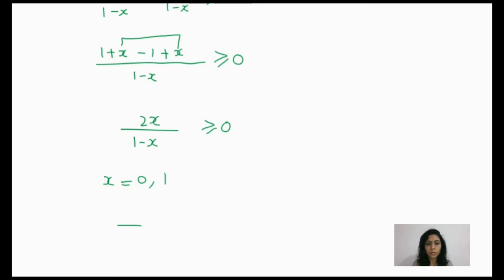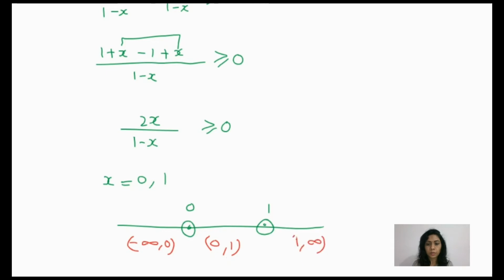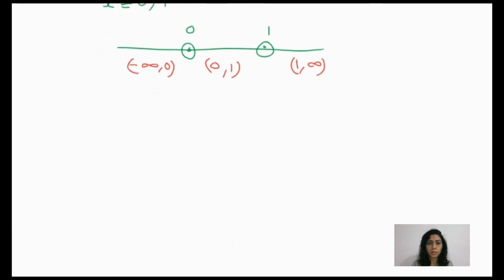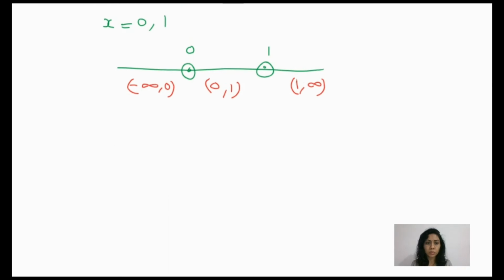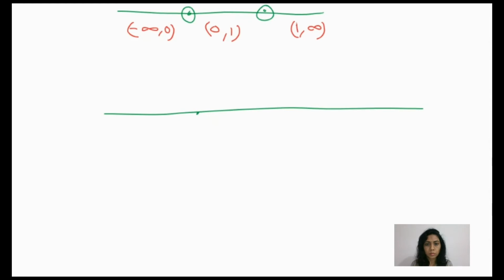Okay, so here number line, this is 0 and this is 1. Intervals are minus infinity to 0, 0 to 1, 1 to infinity. Okay. Now we make the following diagram using test points to determine the sign of each factor in the interval. 0, 1.